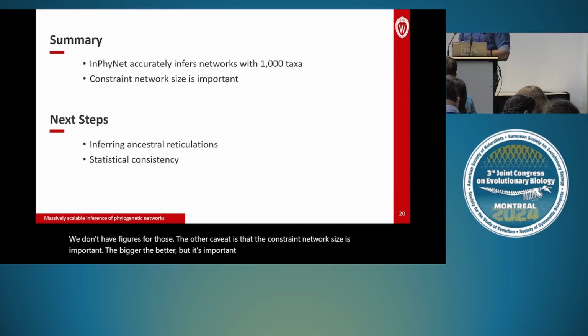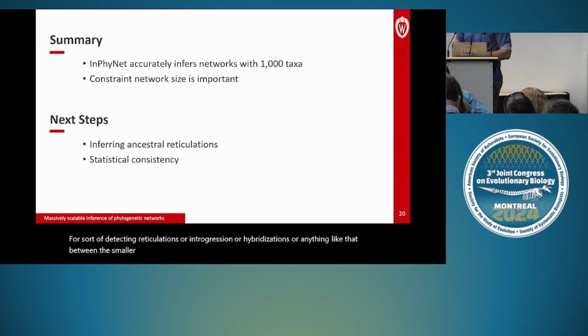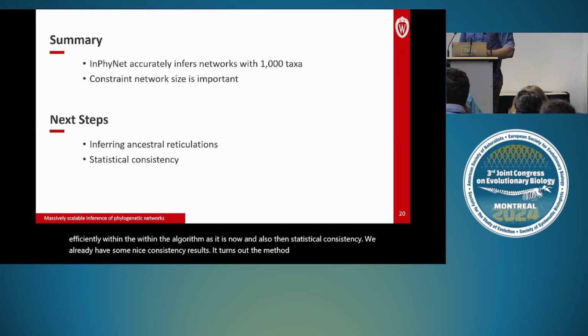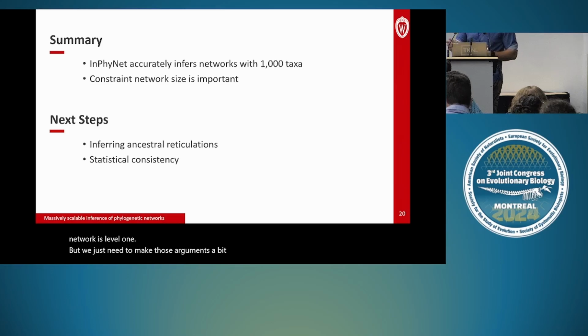And as far as next steps go, you may have noticed if there are any reticulations between the small networks that you infer, there's no mechanism for detecting reticulations or introgression or hybridizations or anything like that between the smaller networks. So we're working on figuring out a way to do that efficiently within the algorithm as it is now. And also statistical consistency, we already have some nice consistency results. It turns out the method is consistent if your network is level 1, but we just need to make those arguments a bit more robust.